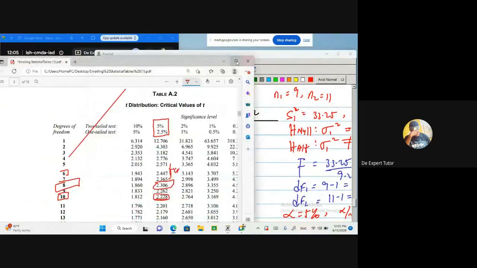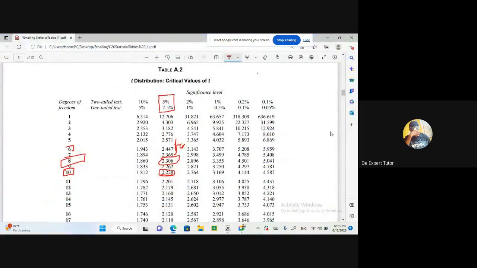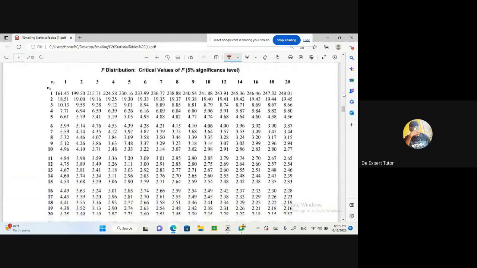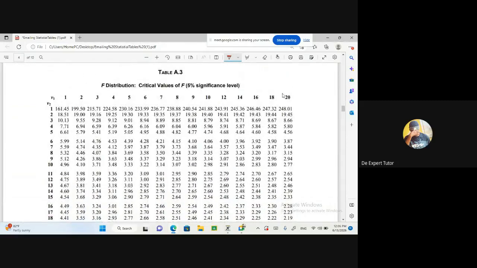Now, here we are going to the F table. We are looking at the F distribution. Don't forget to see what is the degree of freedom for the upper one, the numerator. What degree of freedom? 8. Good. So we are looking at 8 here. For the denominator, what degree of freedom? 10. Where do they meet? They meet at 3.07.